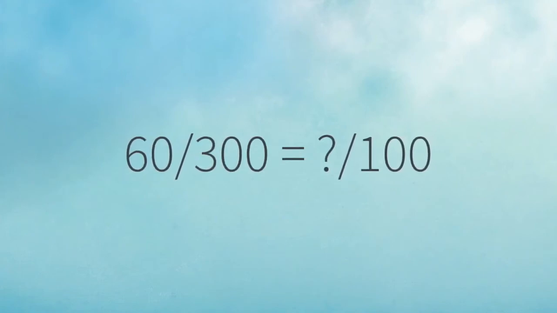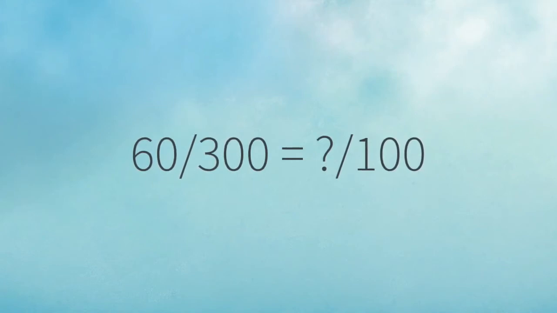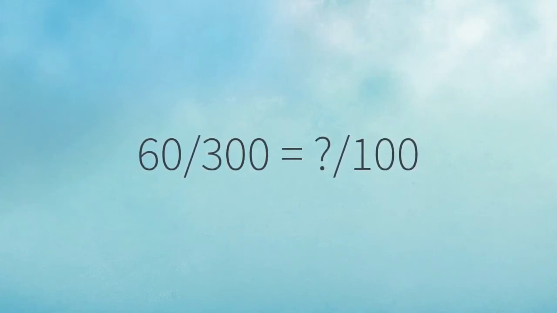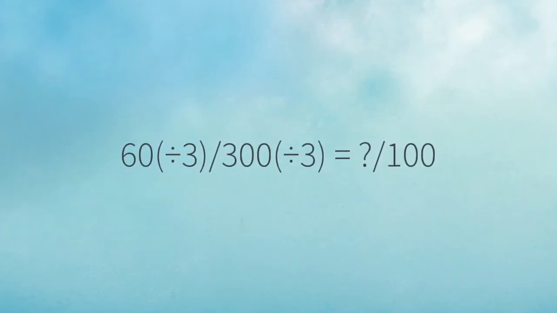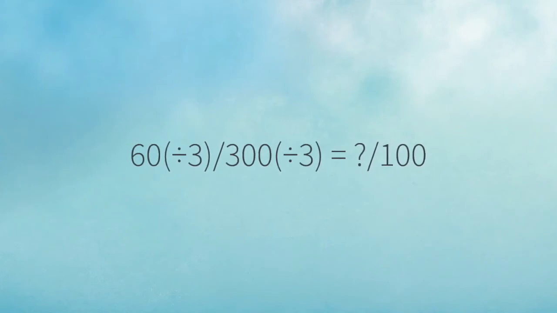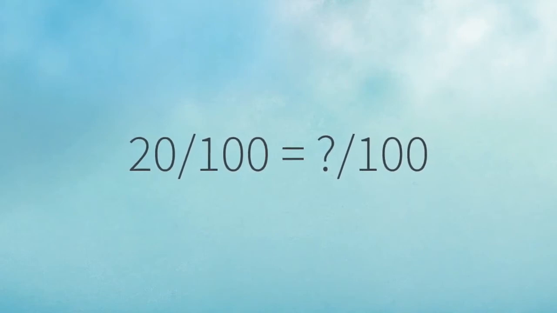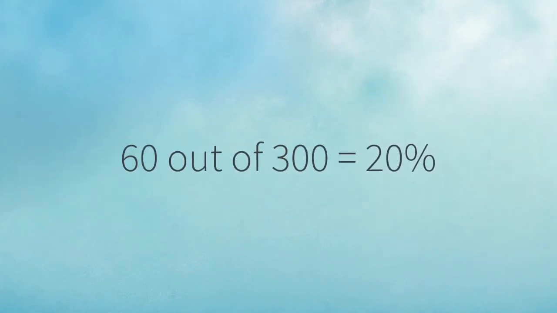So, how do we go from 60 to question mark? We can't, because we don't know what the question mark is. How about from 300 to 100? How can we do that? Yes, by dividing by 3. 300 divided by 3 is 100, and the numerator, 60 divided by 3, will be 20. So now we have 20 out of 100, which is equal to what percent out of 100? 20%. 60 out of 300 is 20%.